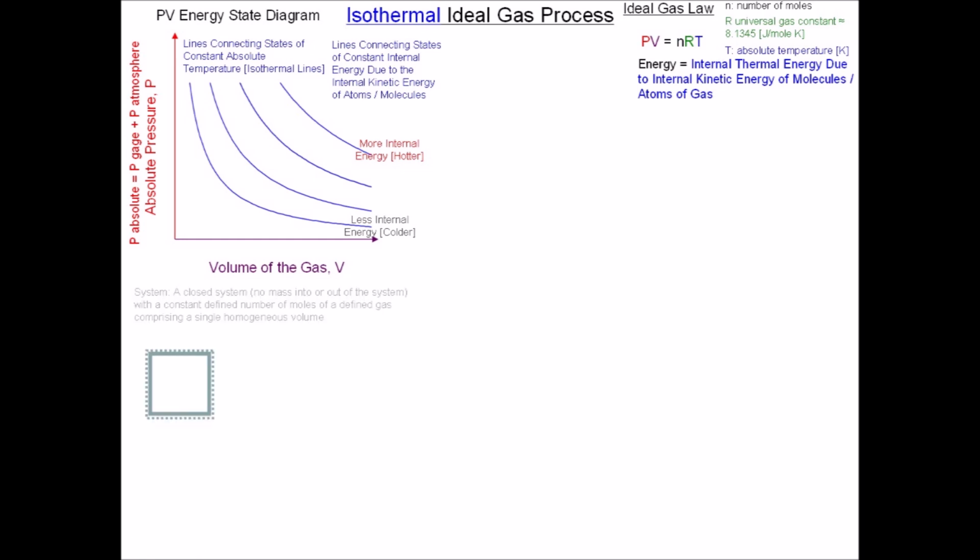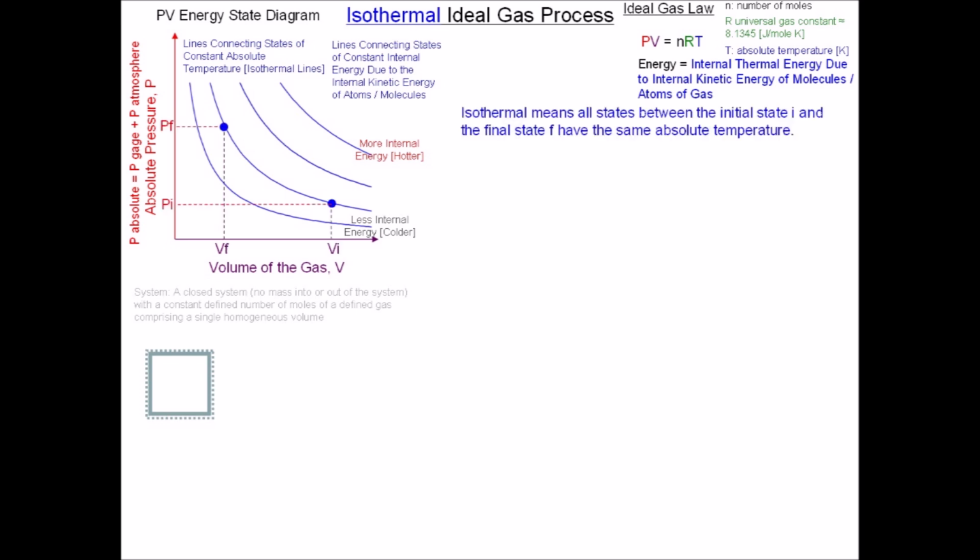Also, I always recommend drawing, as shown in the gray, a system diagram. It's kind of like the free body diagram that you do for forces, but this is a system diagram of the closed system. Instead of forces, we're looking at energy in the system. Isothermal means that all states between the initial state I and the final state F have the same absolute temperature.